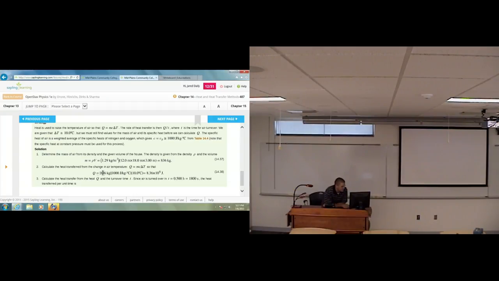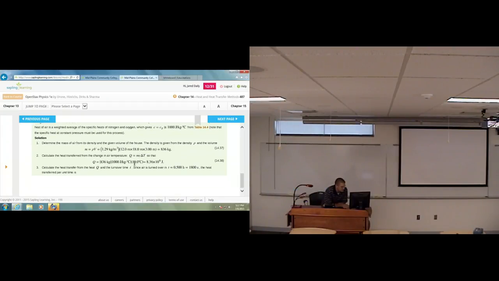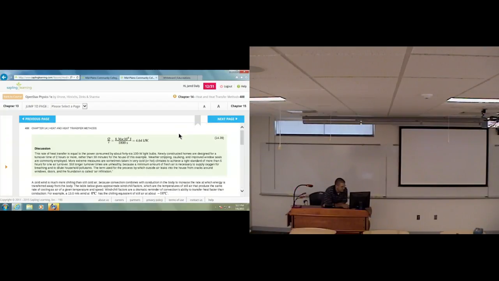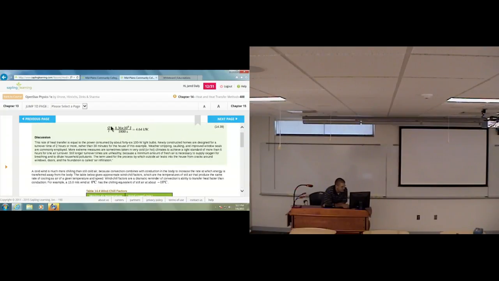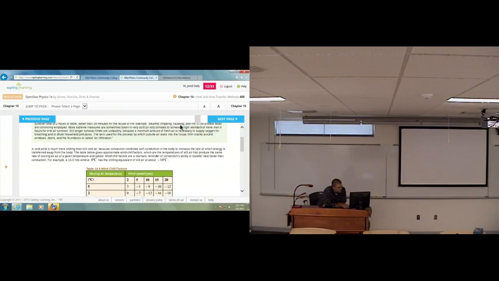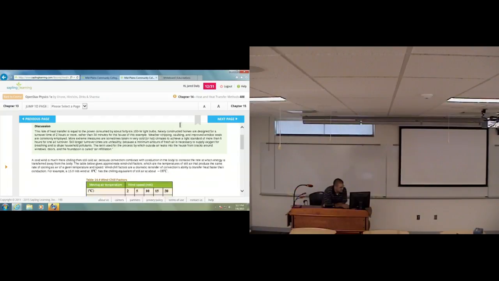the specific heat equation, right? You use the mass of the air, the specific heat of the air, and the 10 degrees Celsius change in temperature, and you get the answer. Pretty straightforward. To calculate kilowatts, you take the amount of heat divided by the number of seconds you're doing it in, which is 1800 seconds, it turns out.